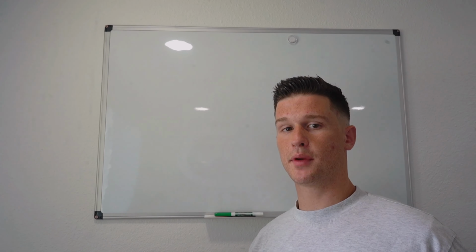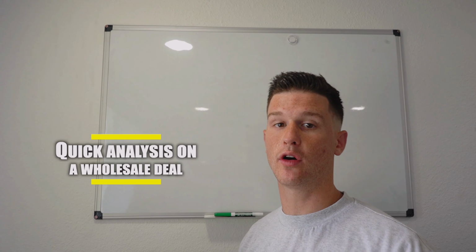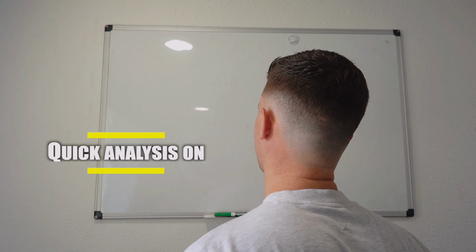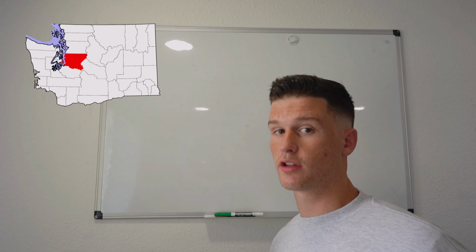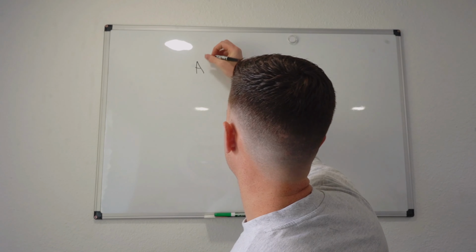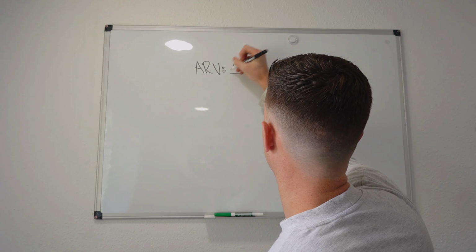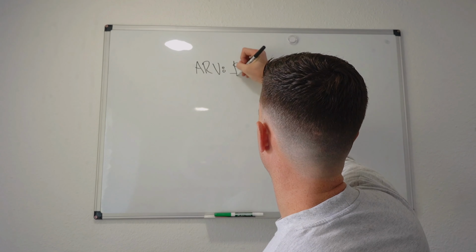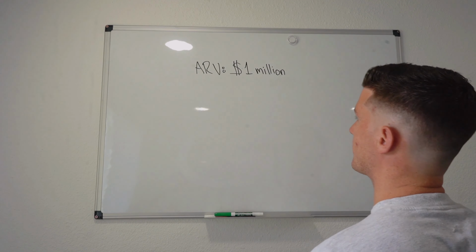Okay, in this video, I'm going to show you how I do napkin math, or a quick analysis on a wholesale deal. So for this example, I'm going to do my market, which is the Seattle area, Kirkland, Washington to be specific. So let's say this property is able to sell at 1 million after repair value, which is very common in my market.